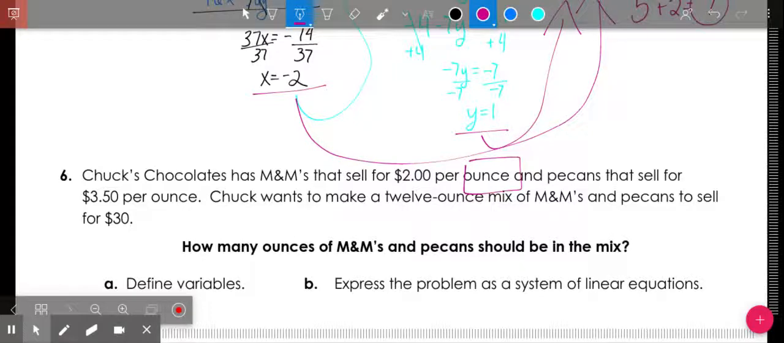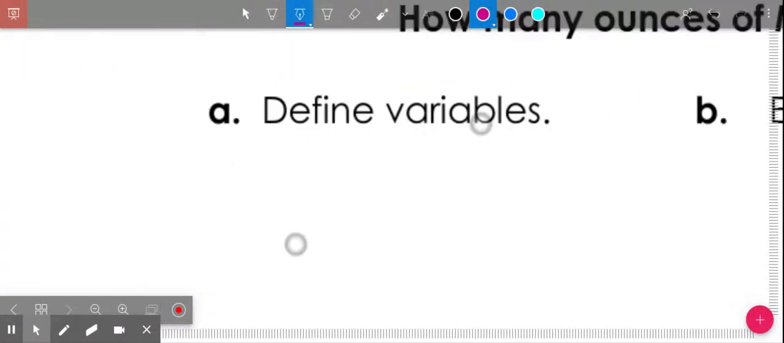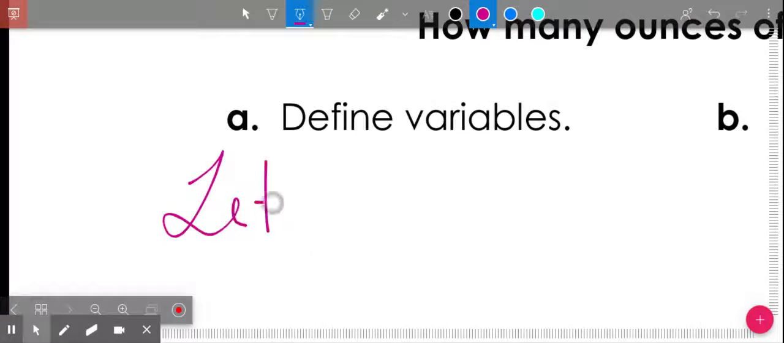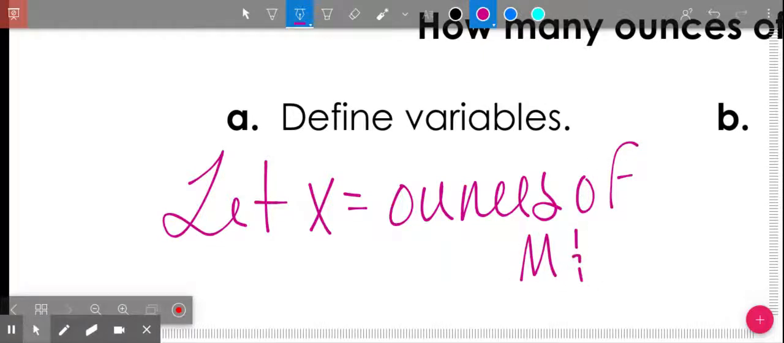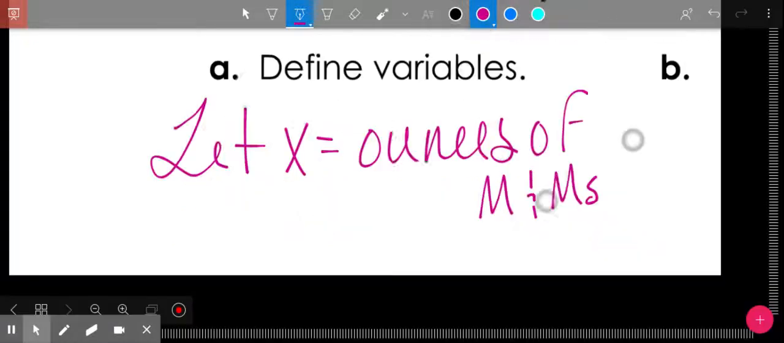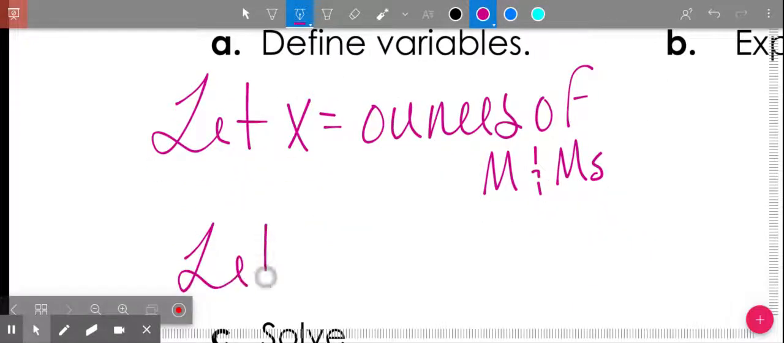So when we define our variables, we're going to let x equal the ounces of M&Ms. You can't write number of M&Ms because that's going to be a lot different than the ounces. We're going to let y equal the ounces of pecans.